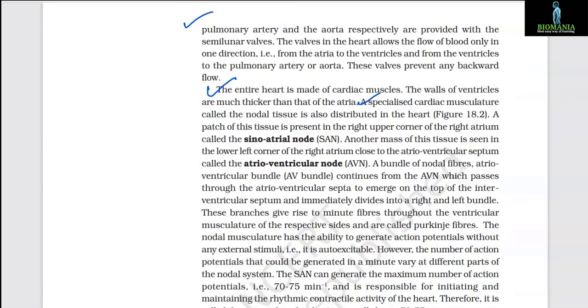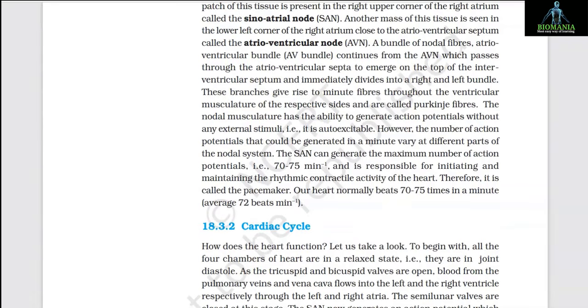A bundle of nodal fibers, the atrioventricular bundle, that is AV bundle, continues from the AVN, which passes through the atrioventricular septa to emerge on the top of the interventricular septum and immediately divides into a right and left bundle. These branches give rise to minute fibers throughout the ventricular musculature of the respective sides and are called Purkinje fibers.